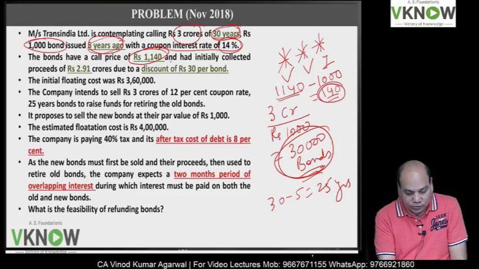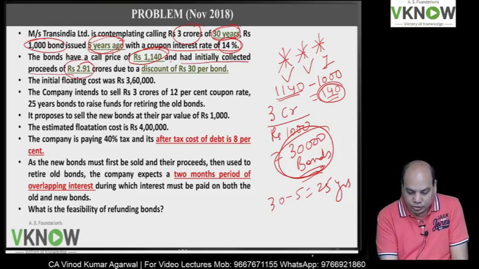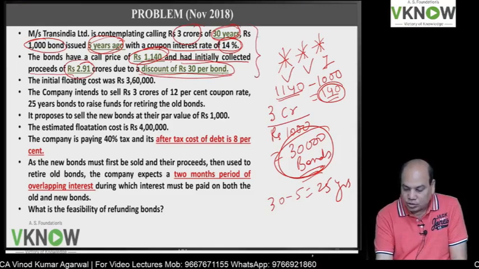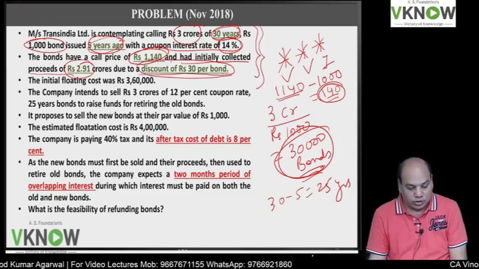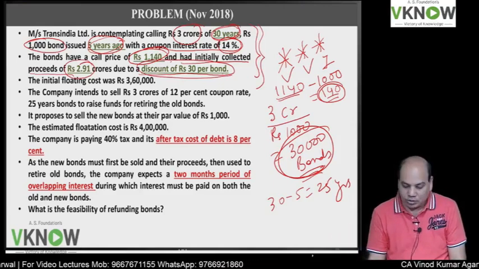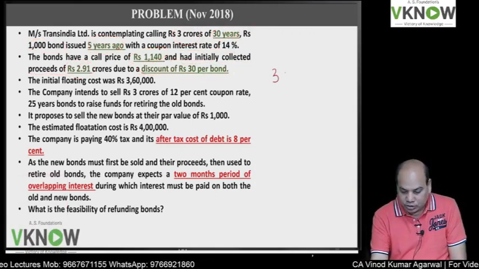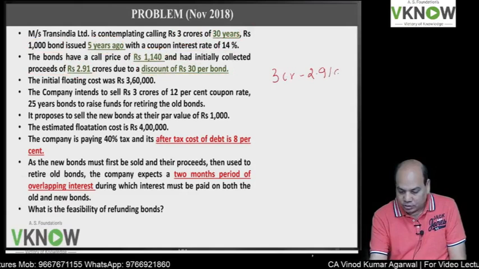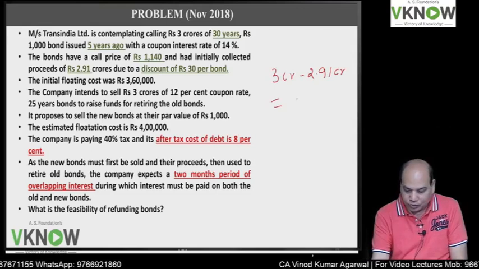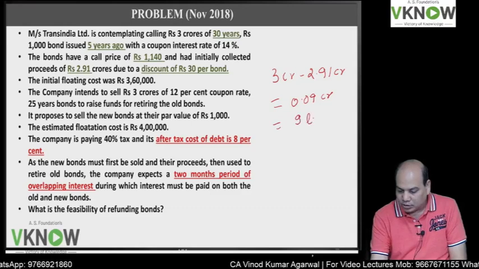The bond had a call price of 1140 and had initially collected proceeds of rupees 2.91 crore due to a discount of 30 rupees per bond. So this original bond was issued at a discount, which means they are amortizing the discount. So total discount given was 3 crore minus 2.91 crore. Please help me. What was the total discount given? 0.09 crore, which is 9 lakh rupees.